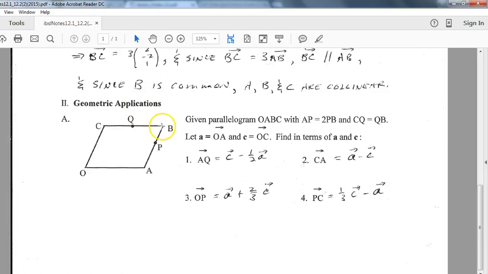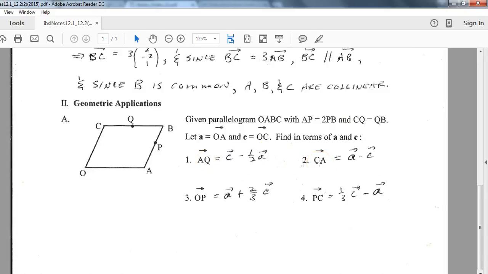So if I'm going to go this direction, then now I'm traveling in the negative A direction. So the way I want to get from A to Q would be to go vector C and then the negative half A right there. And so that's where you're seeing the C minus half of A to get from A to Q.